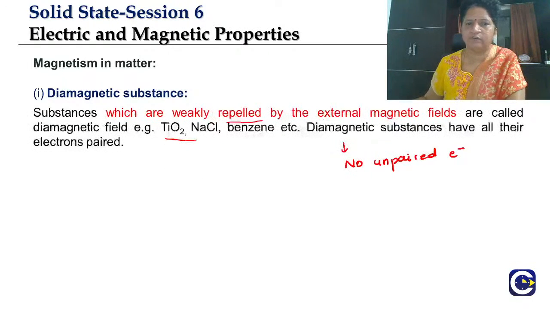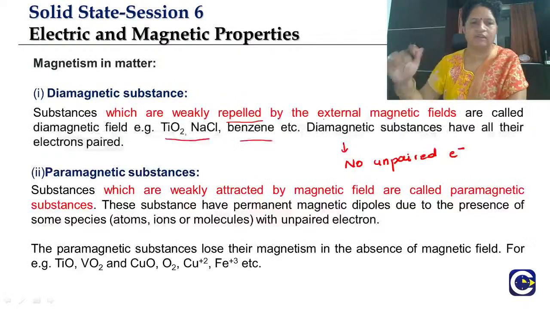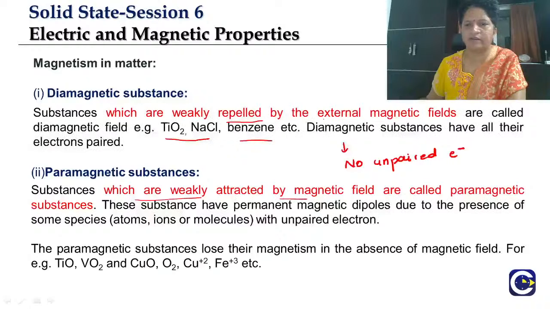Titanium oxide, sodium chloride, benzene are examples. These are all diamagnetic substances. Paramagnetic substances, which are weakly attracted by the magnetic field, are called paramagnetic. They have permanent magnetic dipoles due to the presence of unpaired electrons.